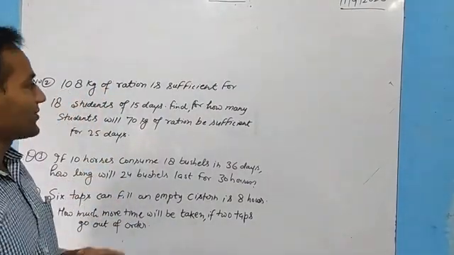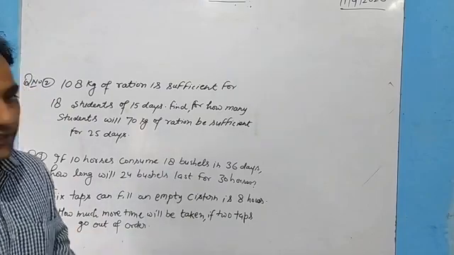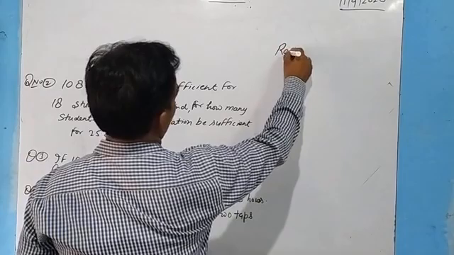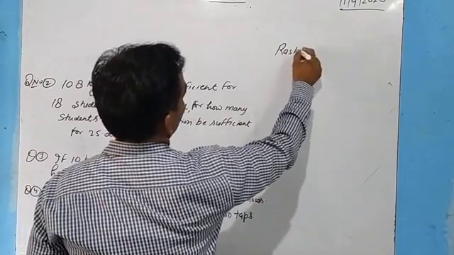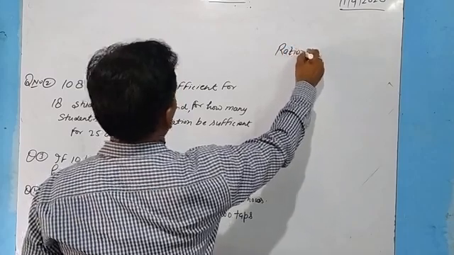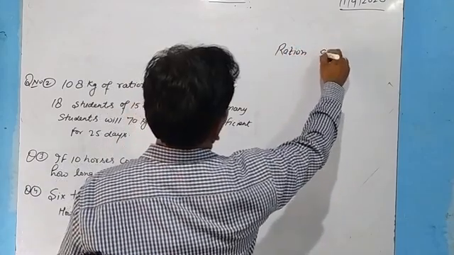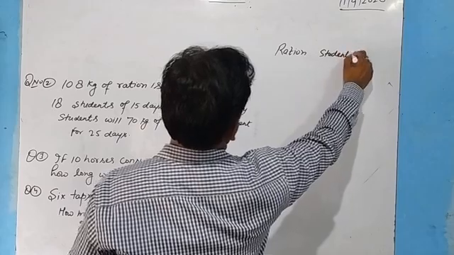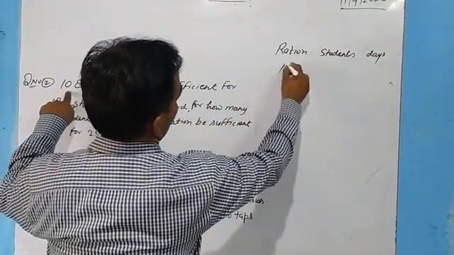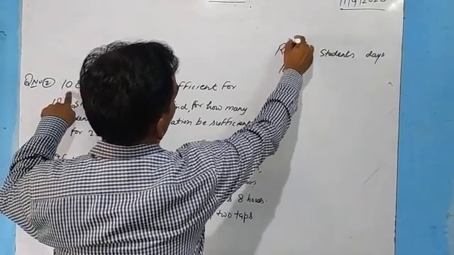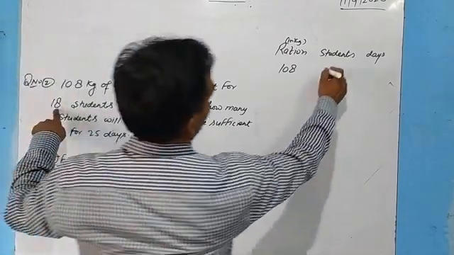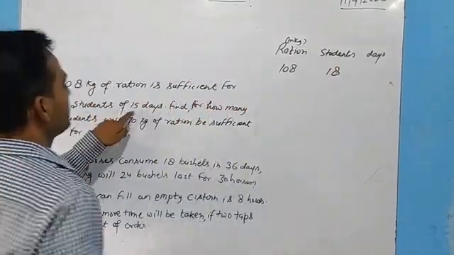108 kg of ration is sufficient for 18 students for 15 days. So we have ration, we have students, and we have days. So 108 kg of ration, in kg you can write. Students we have 18, days we have 15.